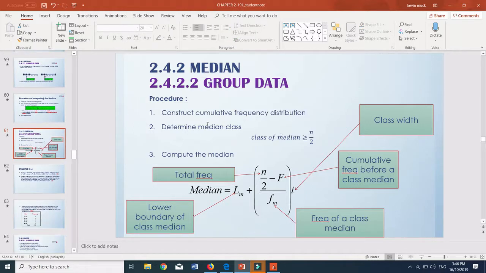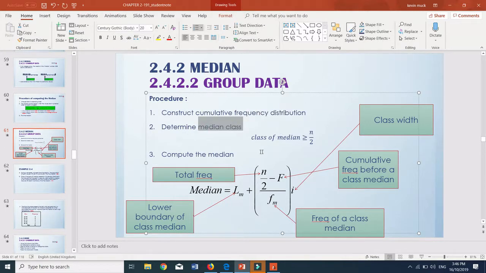And then second of all, you have to determine the median class. The median class is found by taking the total number and dividing by 2, and then looking at the cumulative frequency distribution. The number you find there points to the class in your grouped data, the median class. All right, so you compute the median.